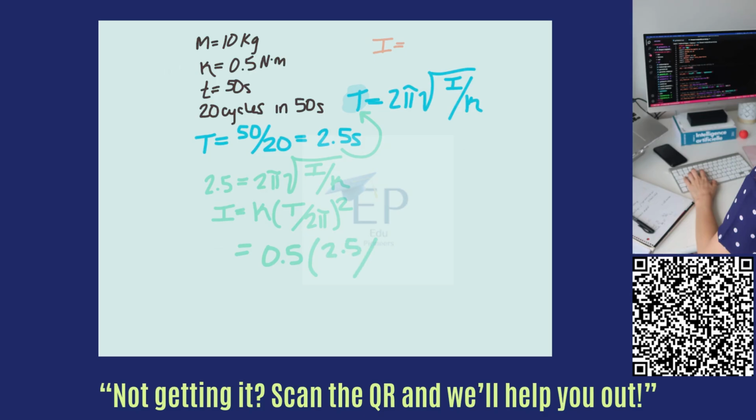seconds, which is our period, divided by 2 pi, squared, and that gives us a value of 0.079 kilograms times meter squared.